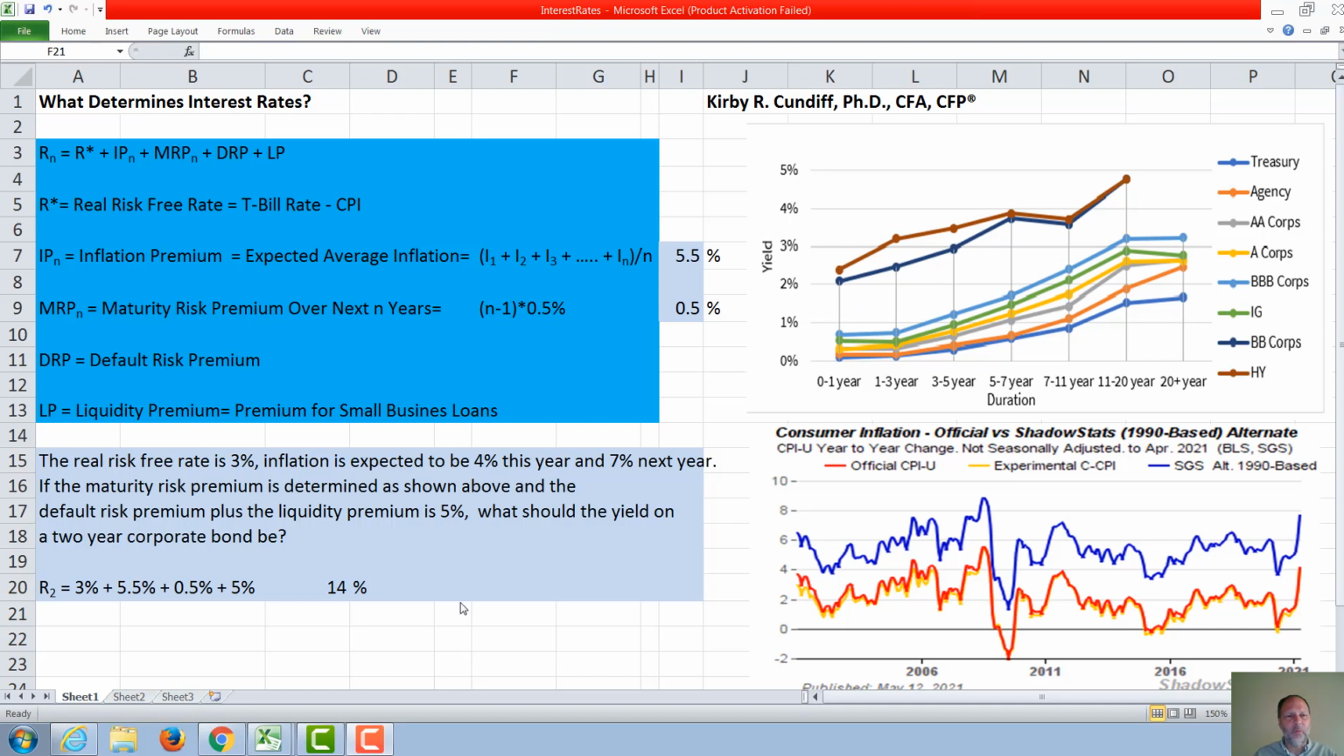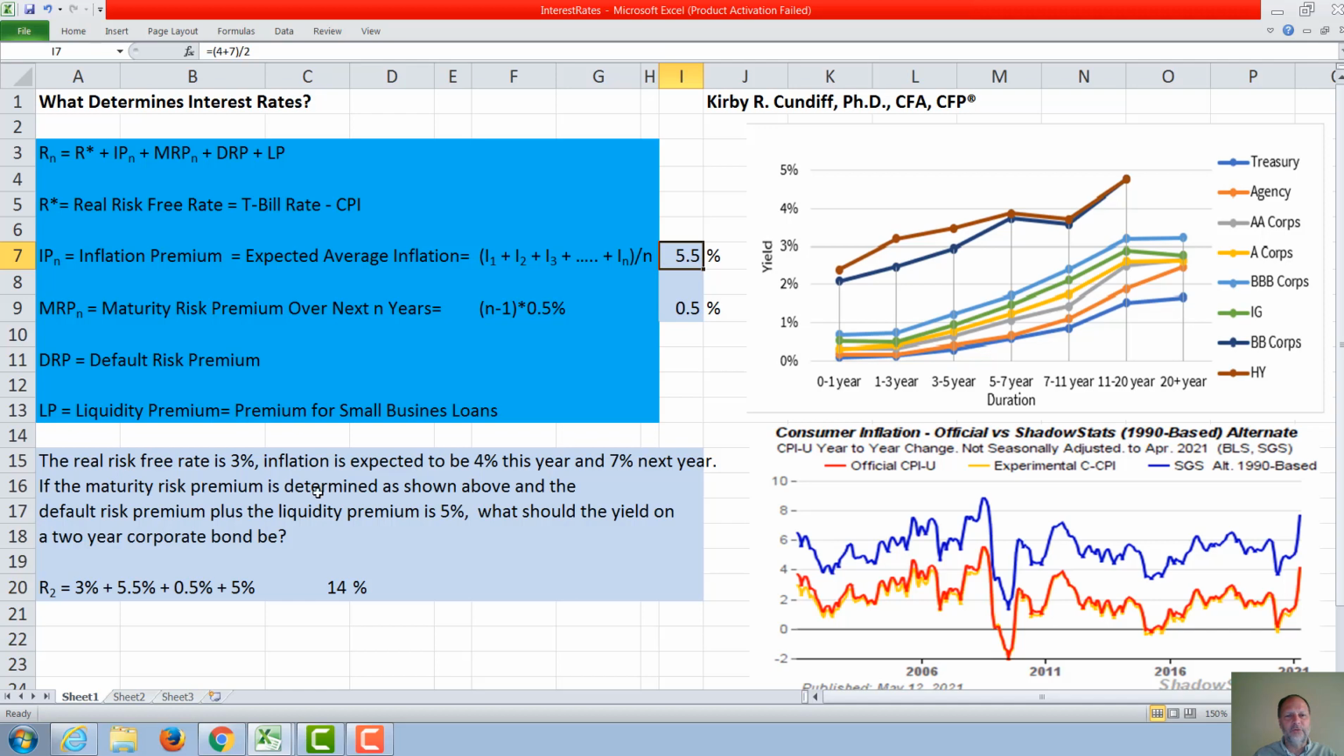Common test type questions for this would be like the one below. Say, for example, the real risk-free rate, R star, is 3%. Inflation is expected to be 4% this year and 7% next year. So to get IPN, we would need an IPN 2, and that would be I1 plus I2 divided by 2: 4 plus 7 divided by 2, or 5.5% is our IPN.